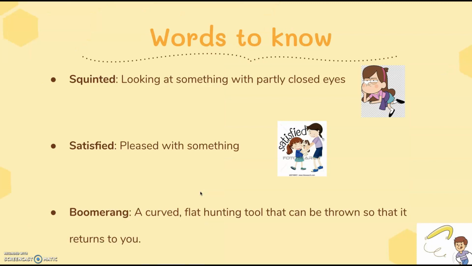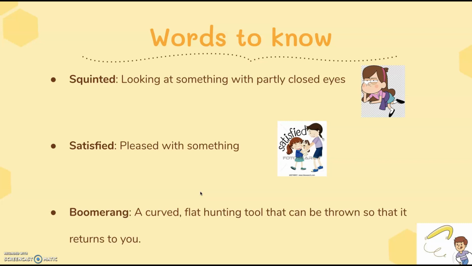So we have some words to know. The first one is the word squinted, which is looking at something with partly closed eyes. So you look at the little girl, her eyes are partly closed. We have the word satisfied, which means she's pleased with something. So if you look at the picture, we have a mom with a little girl just giving her a puppy, and the little girl looks super satisfied she's got a puppy.